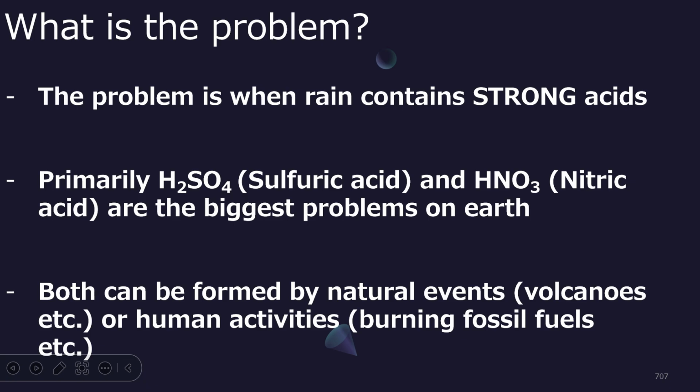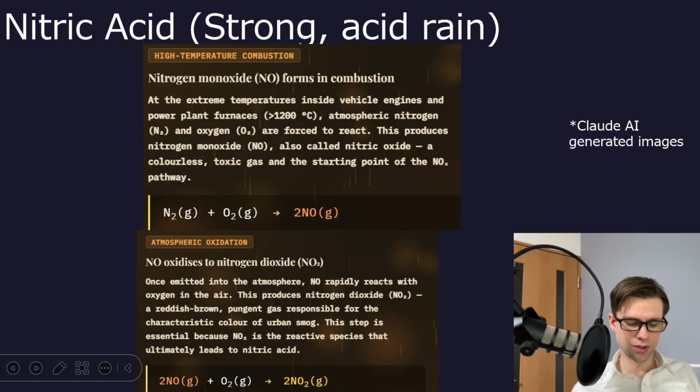Well, let's consider it. Starting with nitric acid, strong acid rain. So the problem is nitrogen monoxide, NO. Now this is quite a rare form of nitrogen. Most of the nitrogen in the atmosphere is N2. It's just very stable, two nitrogens bonded together.